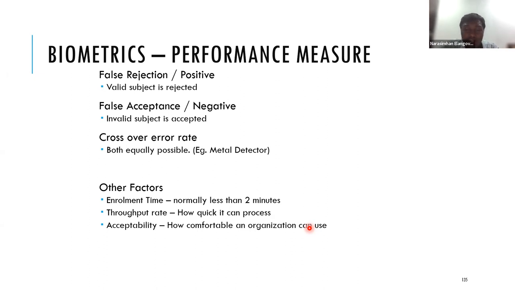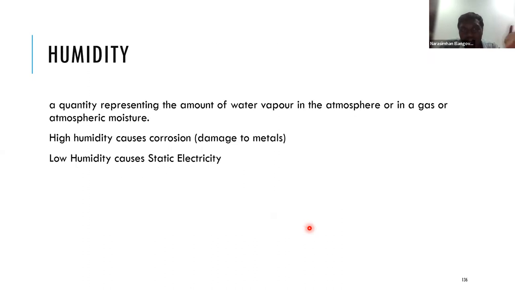Which of the following biometrics has the highest rejection rate or the least acceptance? Fingerprint, voice, etc. The answer would be retina scan. Imagine every time you log in, you have to open your eyes and scan. Obviously, you're going to have a resistance to it. So that's basically what it is.